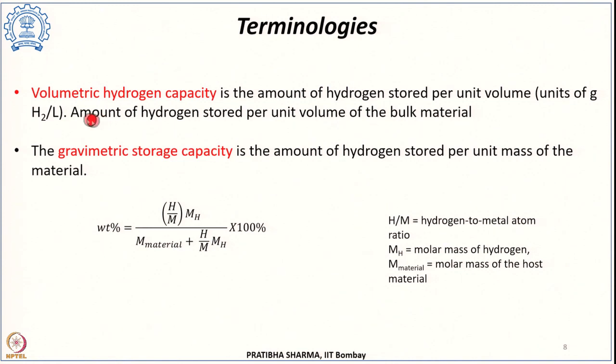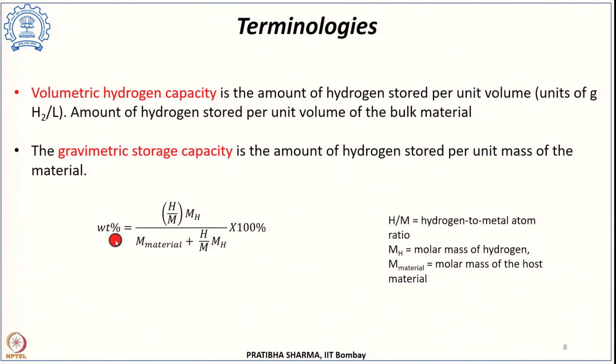Similarly, we can use another term which is known as the gravimetric storage capacity, and this is the amount of hydrogen which is stored per unit mass of the material. Now it can be expressed in two ways, either H by M, that is the hydrogen to metal atoms ratio, or it can also be expressed in terms of weight percent.